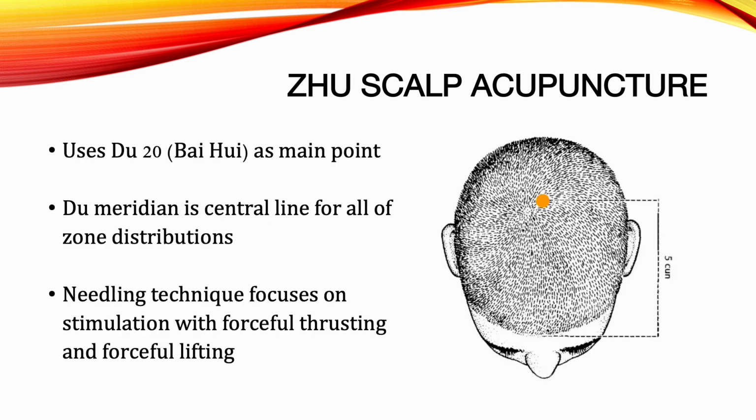This system uses Du 20 as the main point. The Du meridian is the central line for all of the zone distributions. The needling technique focuses on stimulation with forceful thrusting and forceful lifting.